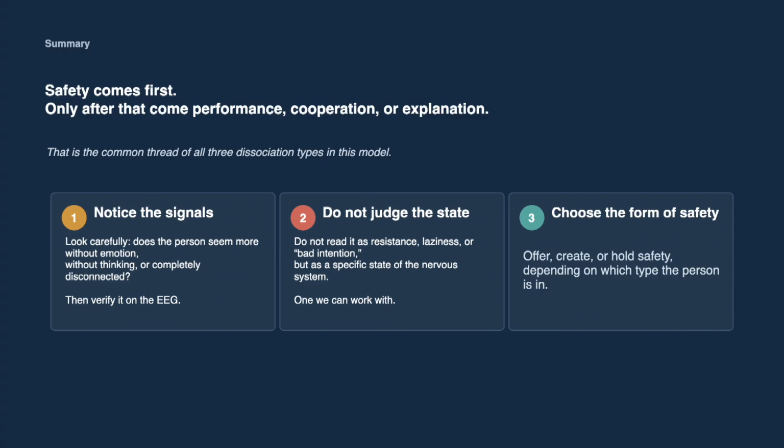We should not interpret the state as resistance, laziness, or defiance, but as a specific condition of the nervous system, one that we can understand and work with.